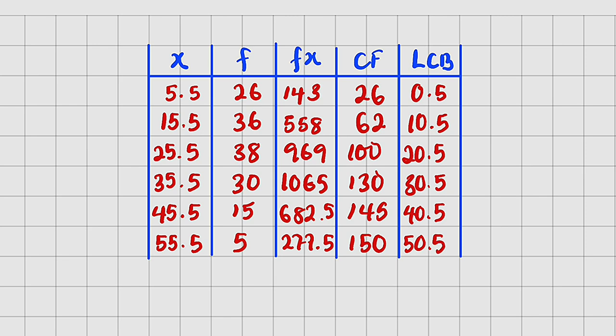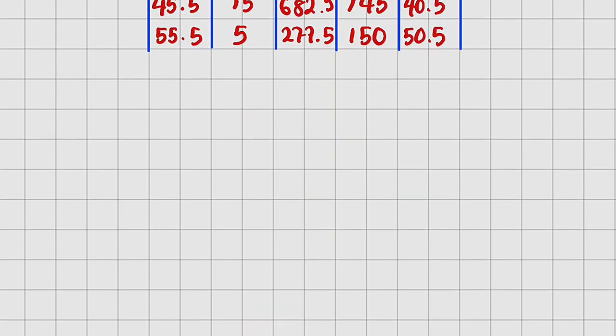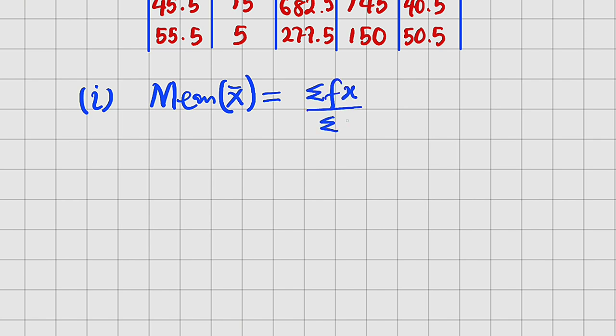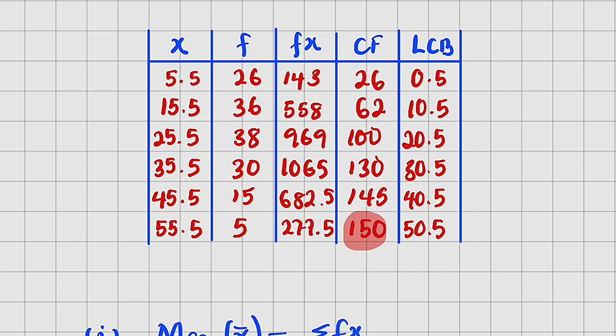All right. So we have just finished computing our table. Let's start with the first item here, which is the mean. So Roman number 1, the mean, which is denoted by X bar. This is equal to the summation of fx divided by summation of f. This is the last cumulative frequency, 150. Therefore, if you add all the frequency together, you have to get 150. That is the total.